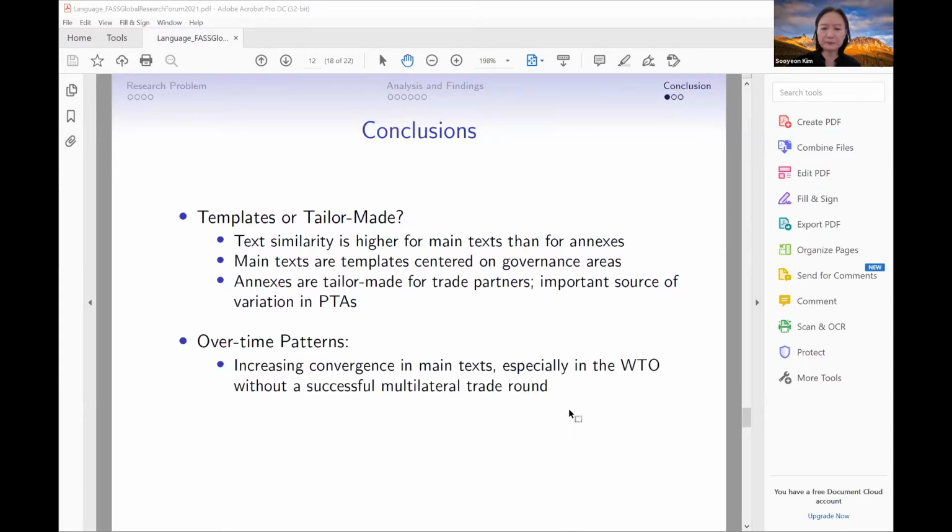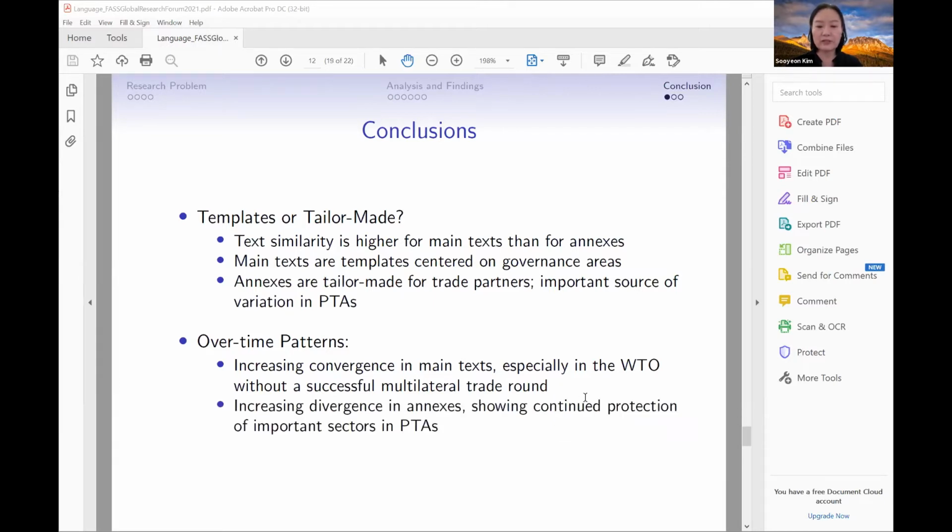I've also shown that over time patterns, there's an increasing convergence in the main text, especially in the WTO era without a successful multilateral trade round, but there is increasing divergence in annexes, which reflects continued protection, most likely, of important sectors in PTAs on the part of governments.